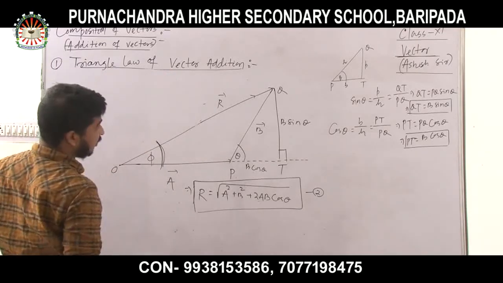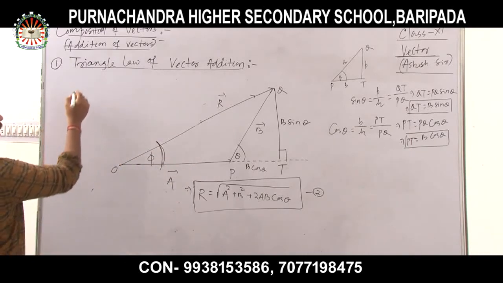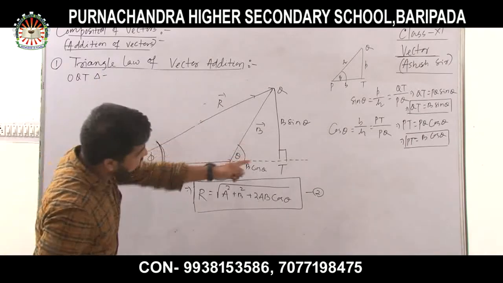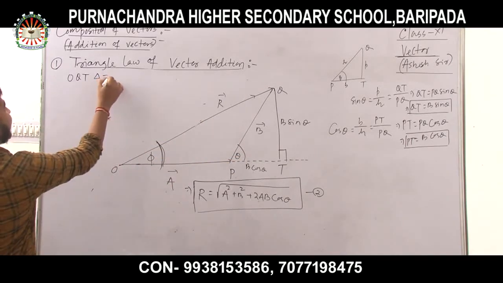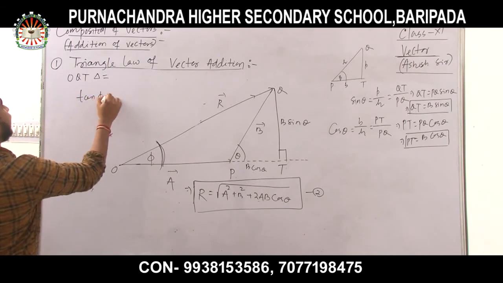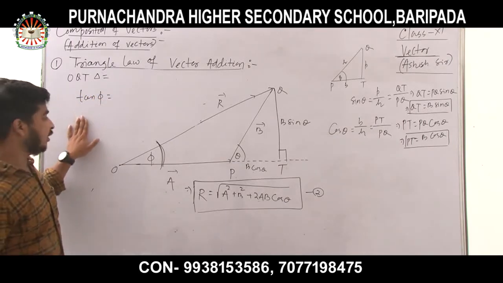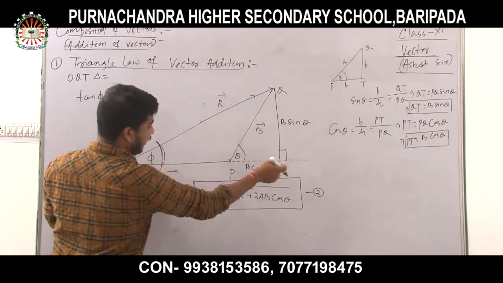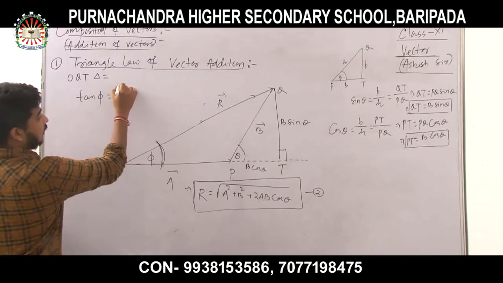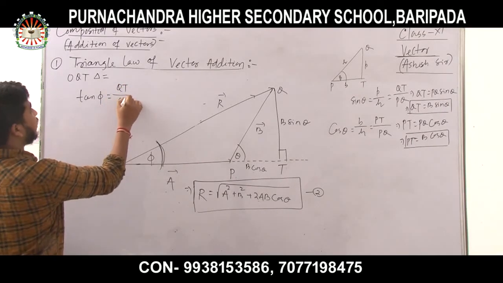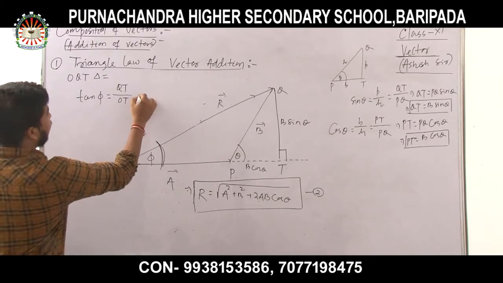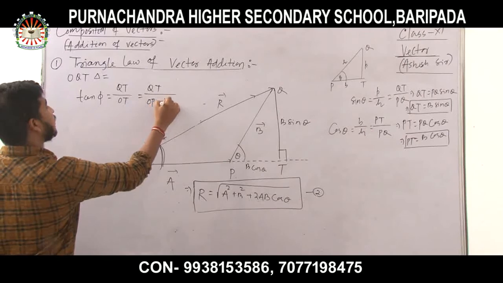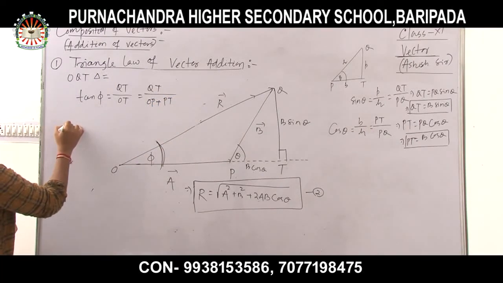resultant vector. So look in the OQT triangle, the large triangle. What will be the value of tan phi? Tan phi means tangent of phi. It will be P by B. P means perpendicular, this is phi, this will be P, and this will be B. That is QT by OT. QT divided by OT will be OP plus PT.